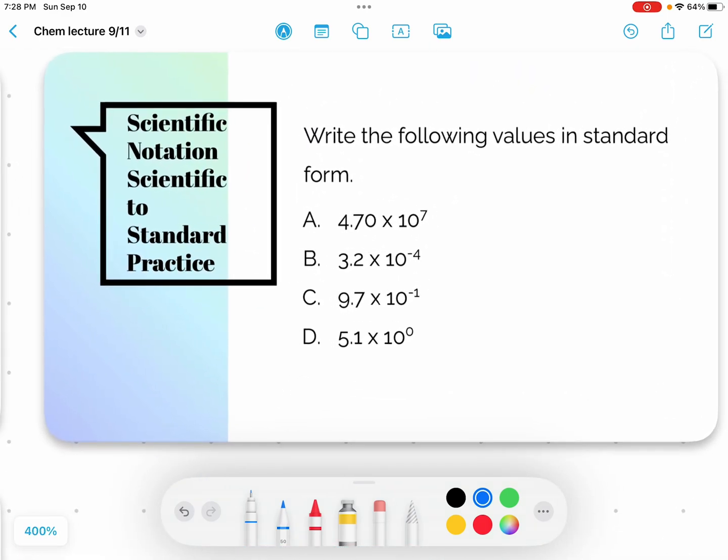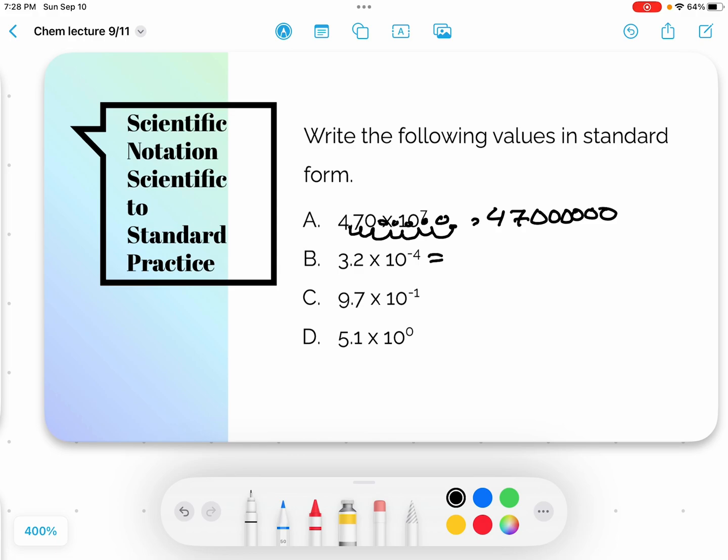All right, let's write these in standard form. So we have 4.7 times 10 to the 7th. Well, 7 is positive, so it's telling me I'm going to make a bigger number, which means I need to move it to the right. So I'm going to take my decimal: 1, 2, 3, 4, 5, 6, 7. There's my decimal point. Everybody gets 0 where the empty spots are. So we have 4, 7, and 6 zeros. So that's much better to write as scientific notation than writing it out longhand.